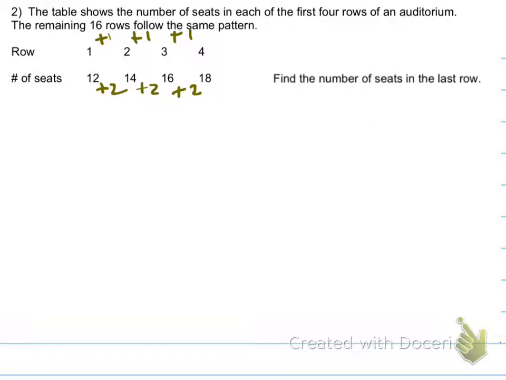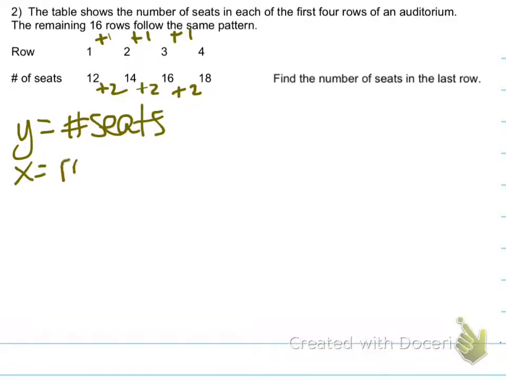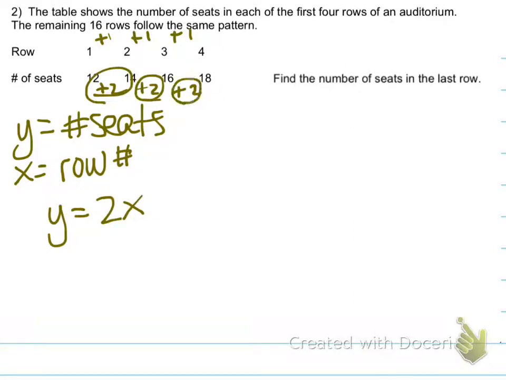So first of all, we're going to say that y is the number of seats. We need to define our variable, and x is the row number. And you can see that our number of seats is always twice the number of our rows. We're multiplying by 2 because we're adding this 2 on each time. However, if I put in 1 for my x, I get 2. If I put in 2, I would get 4. I'm still off by that quantity of 10, so you could see that we need to add 10.